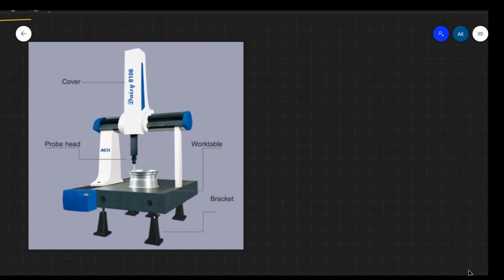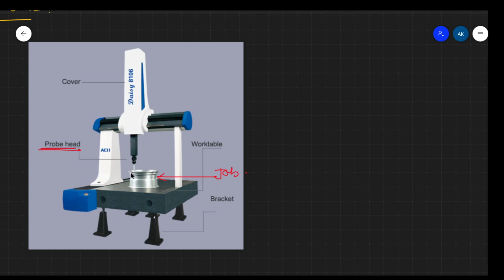Now, see, this is a bridge type CMM. Don't worry about the bridge type and all, because we will talk about this in detail in structure. Now, see, this is the job. This is the CMM machine, on some stand and all. This thing is called the probe.